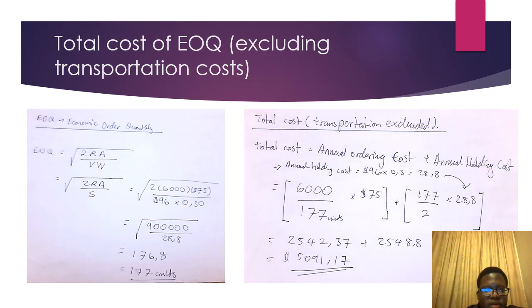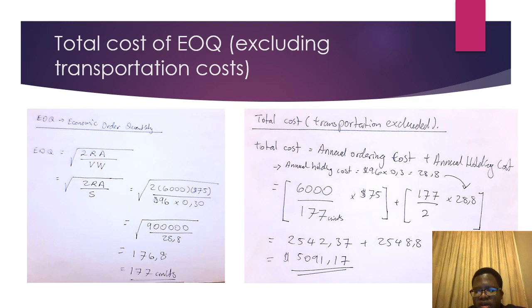So our economic ordering quantity, our number of units we get from that is 177, and we plug it in both parts. So the annual ordering cost is basically your annual demand over the EOQ units that we got, together with the cost of replenishing inventory. That gave us 2,542.37.